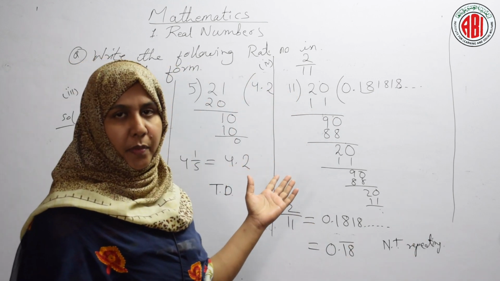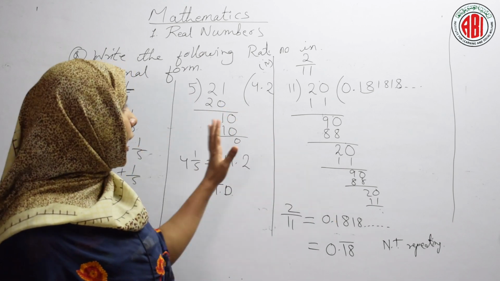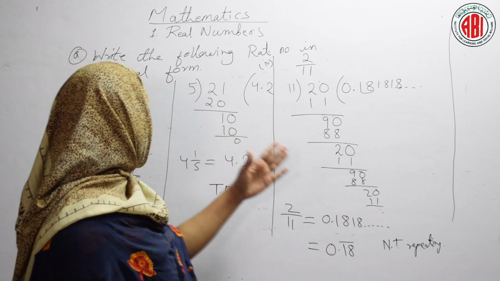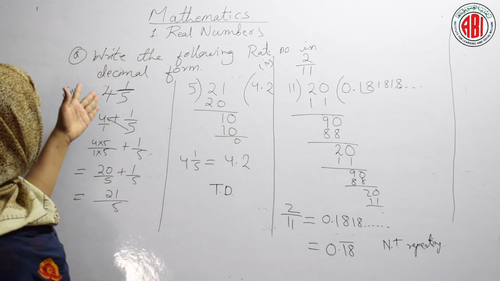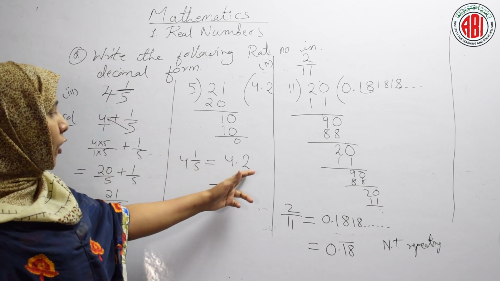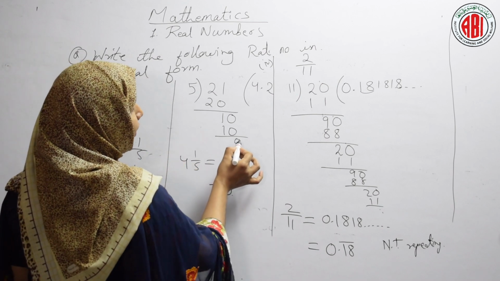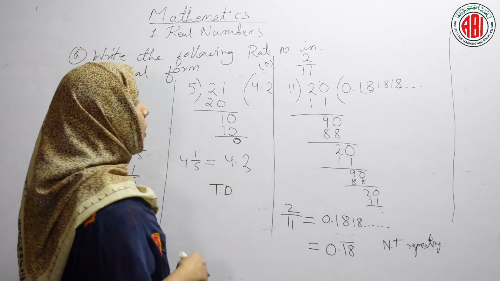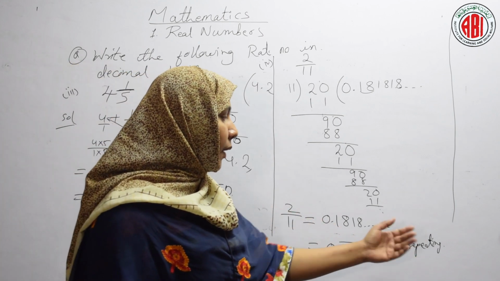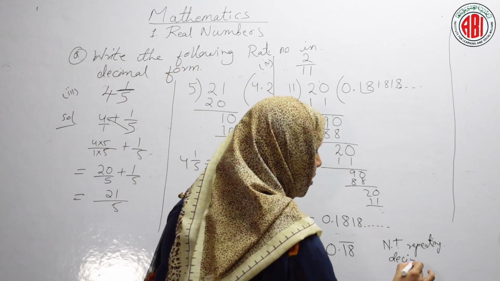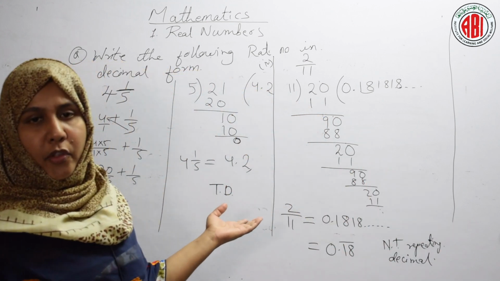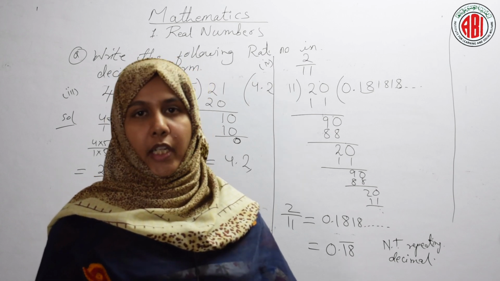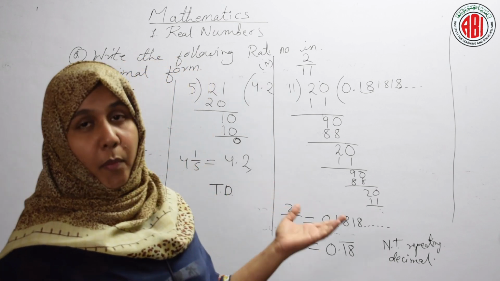Hope you have understood the differences between terminating and non-terminating, and the decimal expansions of the given numbers. 2 by 11 is 0.1818, non-terminating repeating, and 4 1 by 5 is nothing but 4.2, a terminating decimal. Look, here it terminates, we are getting remainder 0. In this case, we will not get remainder 0. The answer will be continuous like that only. So that is why we can say this is a non-terminating repeating decimal. Similar problems you can do in the exercises, and some examples are there. You can create your own questions and solve this kind of problems.